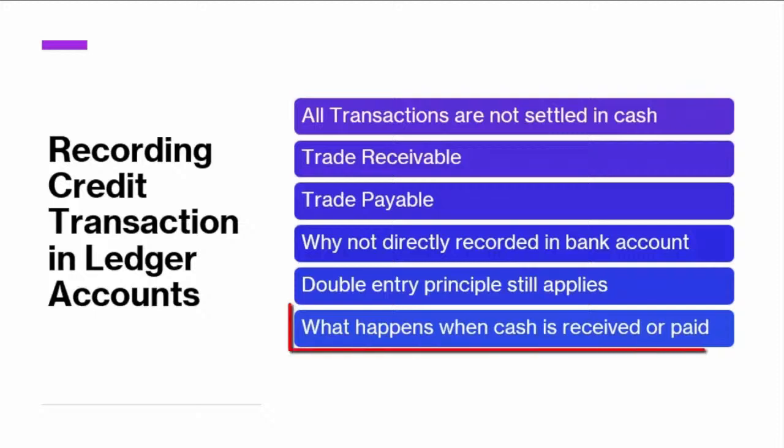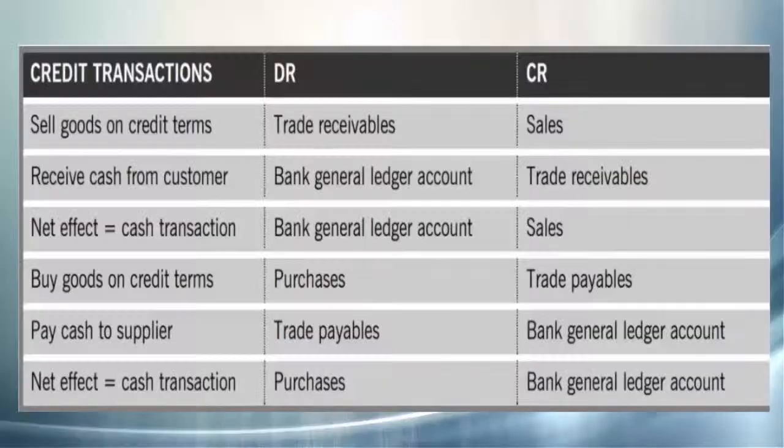4. When cash is finally paid or received, the credit balance in the trade receivables or trade payables account is cleared by recording the cash payment or receipt in the bank general ledger account. Examples of credit transactions. Let's look at the table in the attachment and explain how different types of credit transactions are recorded in ledger accounts.